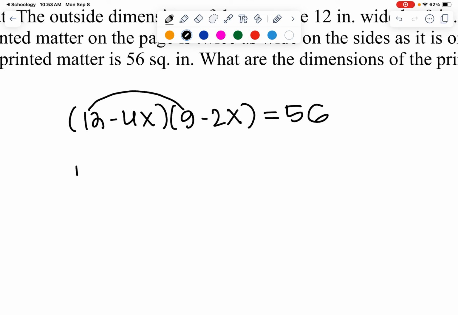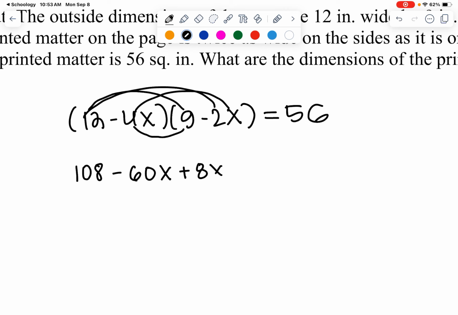So 12 times 9 is 108. 12 times negative 2x is negative 24x. And negative 4x times 9 is negative 36x. Negative 24x and negative 36x is negative 60x. And then negative 4x times negative 2x is positive 8x squared equals 56.